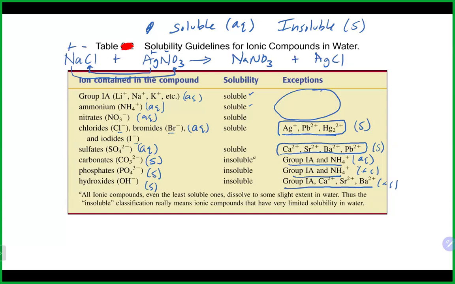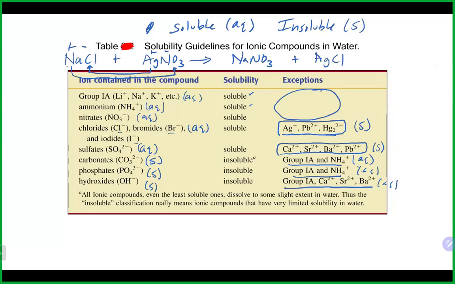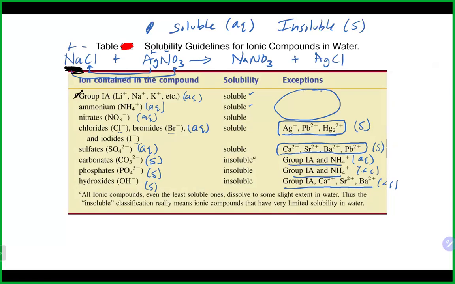So if we want to know the states of all these things, we could use these rules to help us. I'm going to take a look at the very first one. That is sodium, and that is group 1 on the periodic table, which means it's always soluble. There are no exceptions here, which means as soon as I see the sodium, I'm good to go to write aqueous next to that. I know that should be a solution. It should not be a solid.